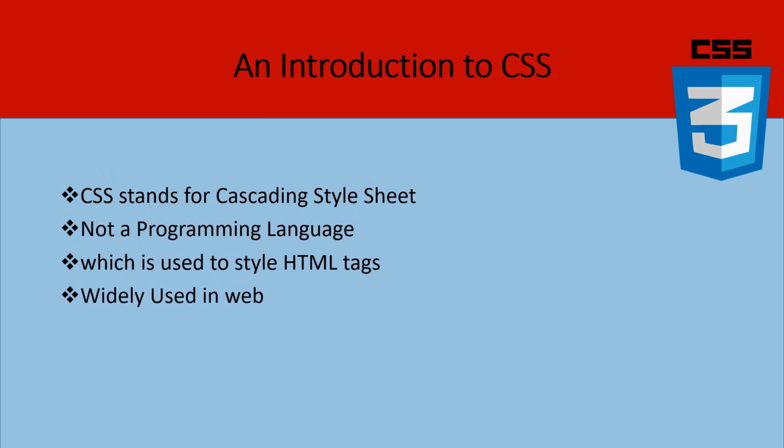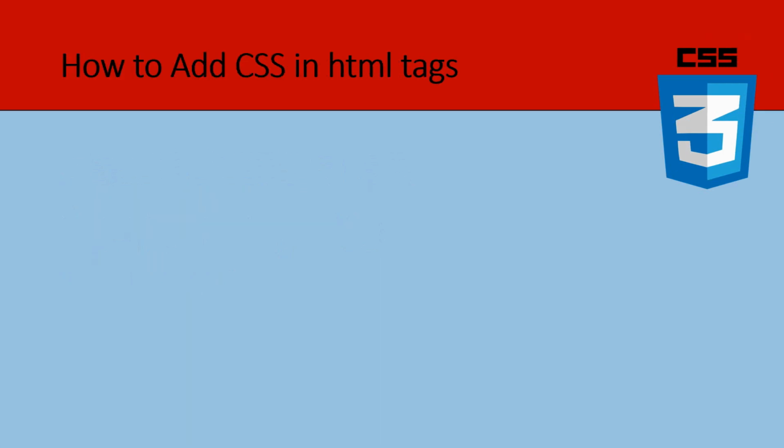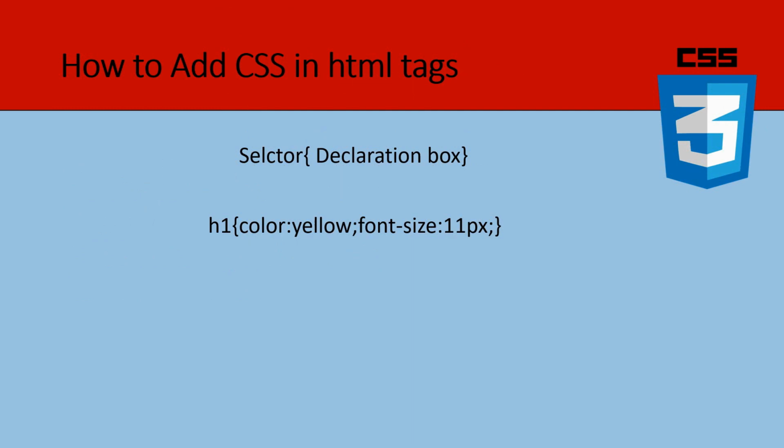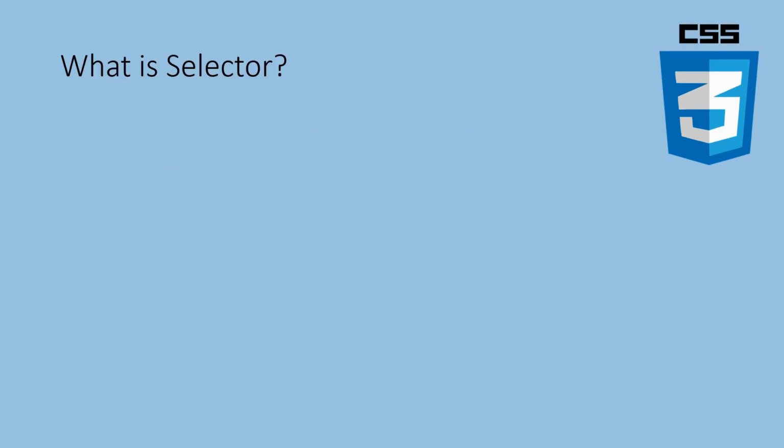Now if you want to work with CSS, let's see what its syntax is. The entire CSS syntax basically consists of two things, that is selector and declaration box. Here you can see in the example there is a selector and a declaration box. But what is a selector and a declaration box? Let's see what a selector is first.